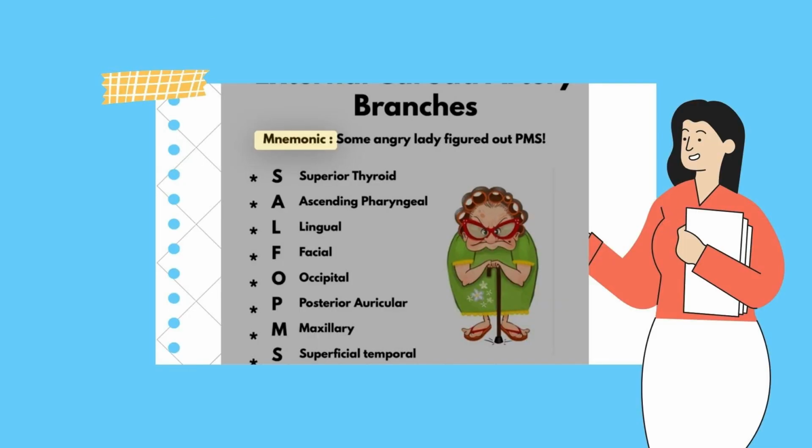Now we are going to talk about the external carotid artery. The mnemonic to remember the branches is "some angry lady figured out PMS." S is for superior thyroid, A is for ascending pharyngeal artery, L is lingual artery, F is facial, O is occipital, P is posterior auricular, M is maxillary, and S is for superficial temporal artery. So the mnemonic is "some angry lady figured out PMS."